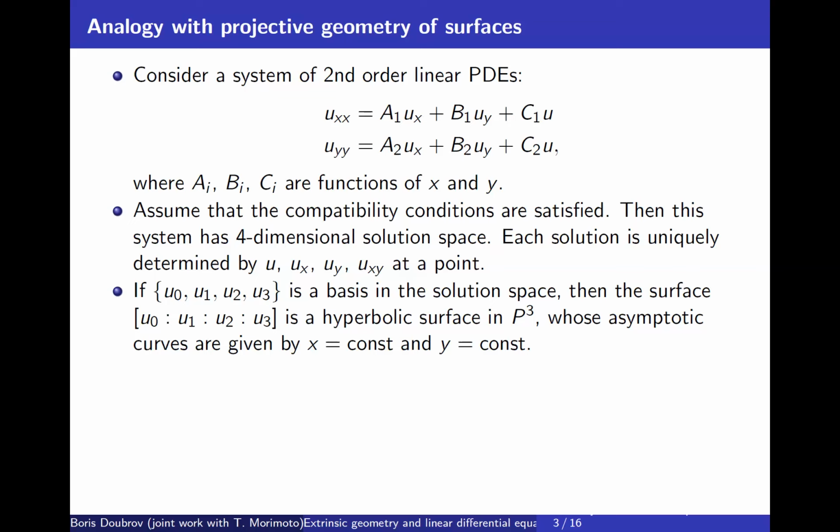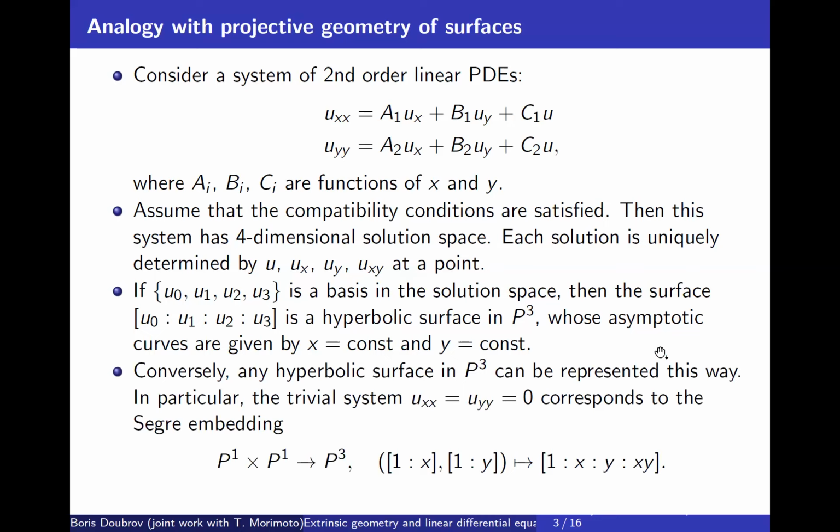And actually, one can think what happens. One can recover the most symmetric hyperbolic surfaces in P3 if one uses the trivial system with a given symbol. So if all right-hand sides vanish identically, then what we get is exactly the image of the Segre embedding. So it's written here in the affine coordinates, and it's another way to write, I think, the hyperbolic paraboloid. That's what it would be called in the classical literature.